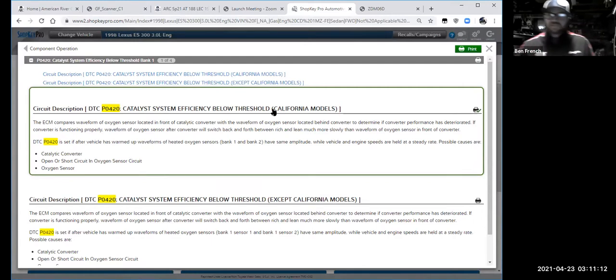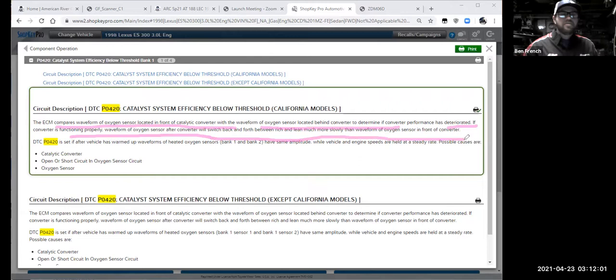Okay. So, on an older car, maybe you could have a catalytic converter that's low efficiency, that's crapped out, so to speak, that's not working right. And that might cause it to fail the smog check out the tailpipe, but it wouldn't necessarily cause it to set a check engine light. With an OBD2 car, it will. Because why? Well, the computer is going to compare the waveform of the oxygen sensor in front of the catalytic converter with the oxygen sensor behind the catalytic converter to determine if it's deteriorated. If it's functioning properly, the waveform after the converter will switch back and forth much more slowly than the waveform in the front, okay?